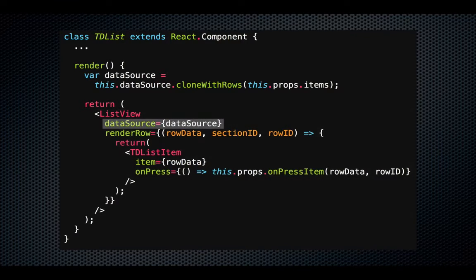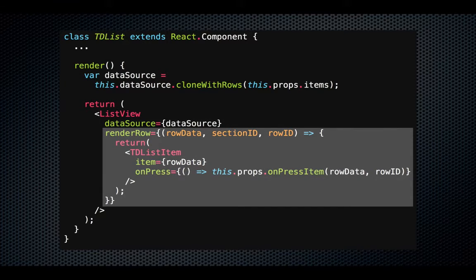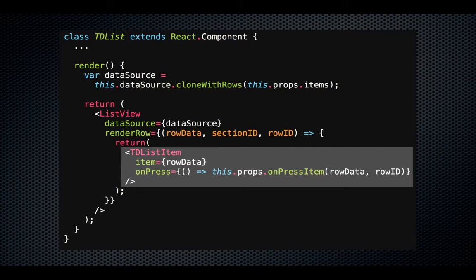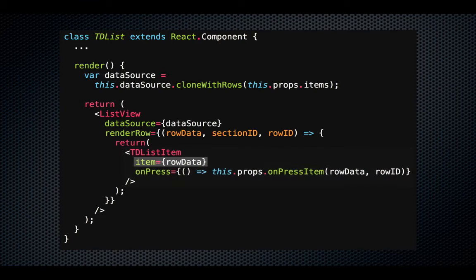List view takes our data source, and it also takes a function that is used for rendering each row. It passes to that function the data for that row and a row ID and so on. In this case, we're going to render another custom component called a list item, and we're going to pass it that row data.